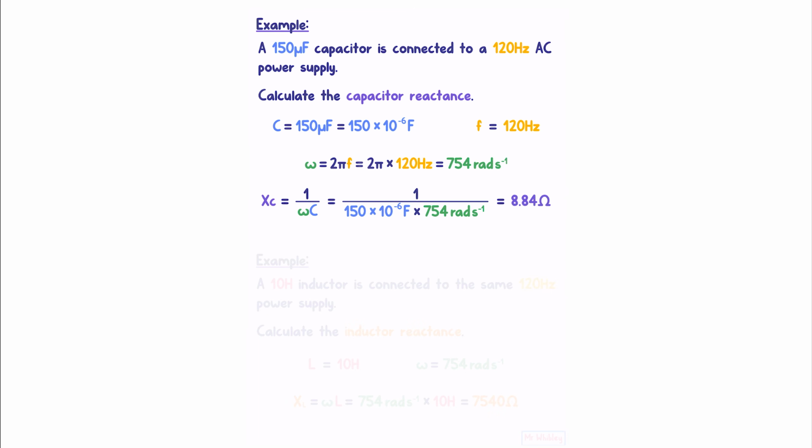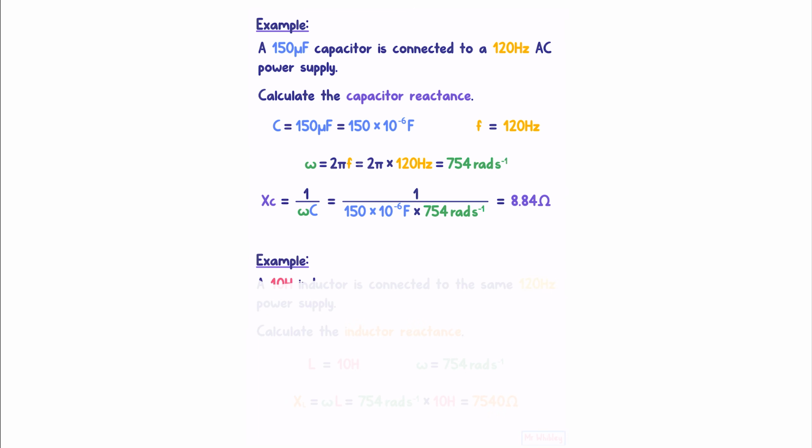Let's use this in an example. A 150 microfarad capacitor is connected to a 120 Hz AC power supply. Calculate the capacitor reactance. Our capacitance of 150 microfarads is just 150 times 10 to the minus 6, and we know our frequency of 120 Hz, which since omega is 2 pi f, we can also use to find that, which gives us 754 radians per second. To find our capacitor reactance, we know that that is 1 over omega C. Putting in those numbers gives us 8.84 ohms.